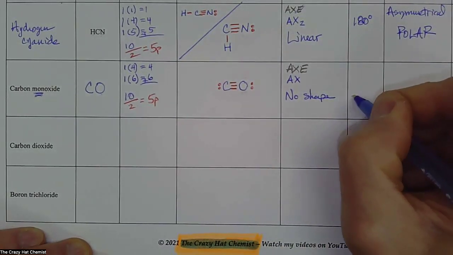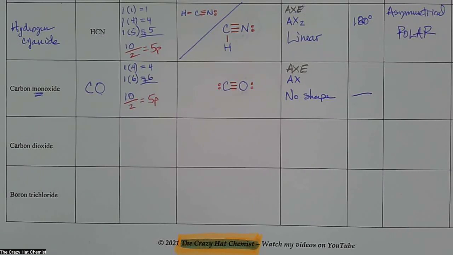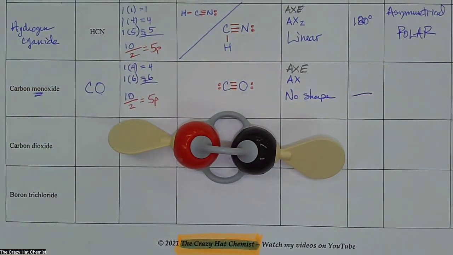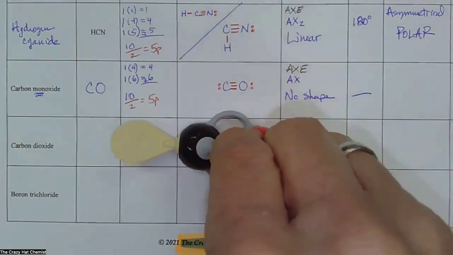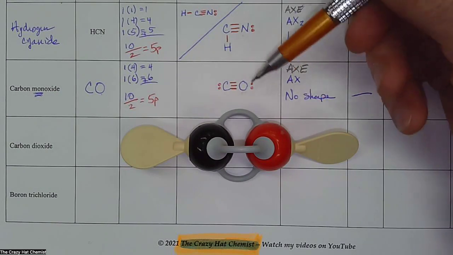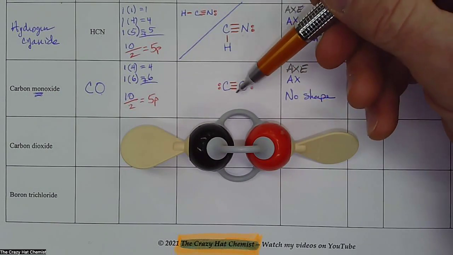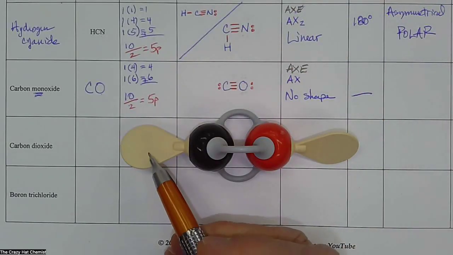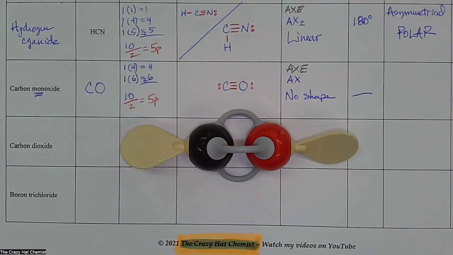Okay, so then we don't write a bond angle for that because it has no shape, but we most certainly can draw the model or make the model for this. And here is the model of carbon monoxide. Let me flip this the correct way. The black one is representing the carbon, the red one is representing the oxygen. There's a triple bond between the oxygen and the carbon, and these tan paddles are representing the lone pairs of electrons.